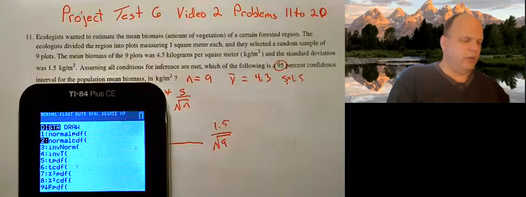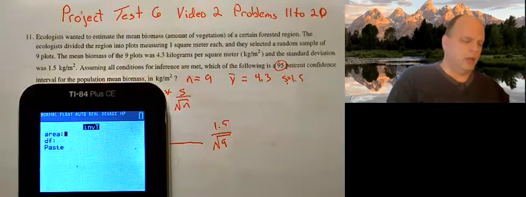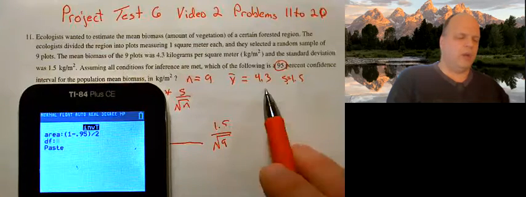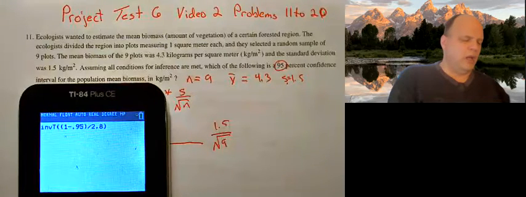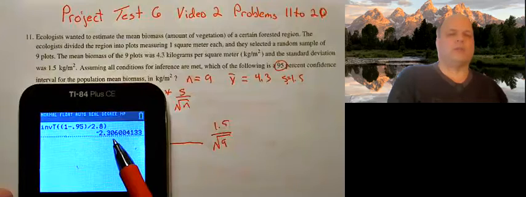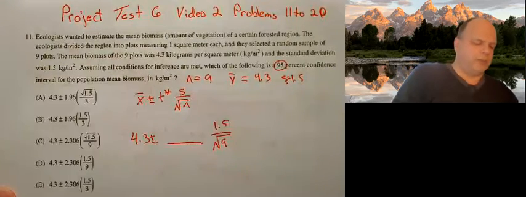Second vars, inverse t, parenthesis 1 minus 0.95, close parenthesis, divided by 2. Degrees of freedom in this case, we had a sample size of 9, so my degrees of freedom are 9 minus 1, which is just 8. And we end up getting 2.306 for our t star.